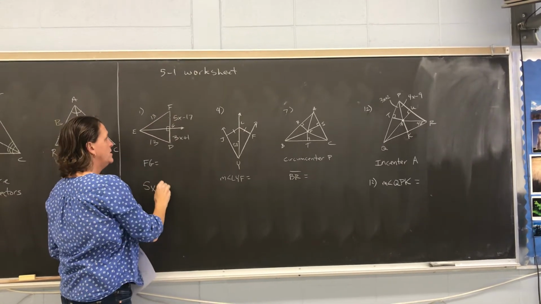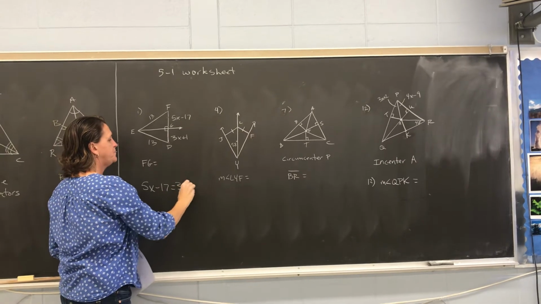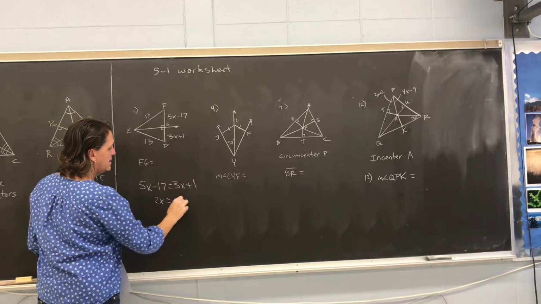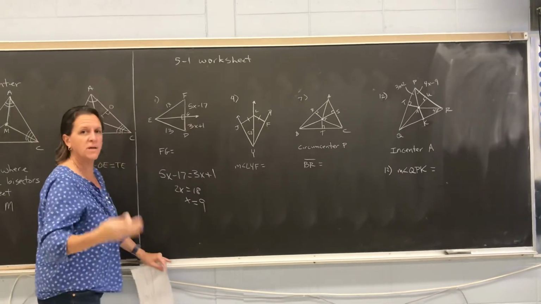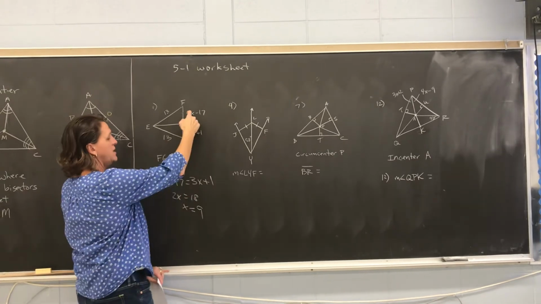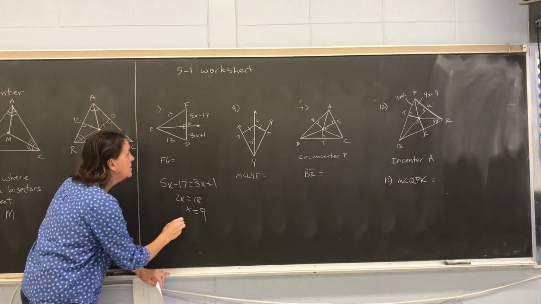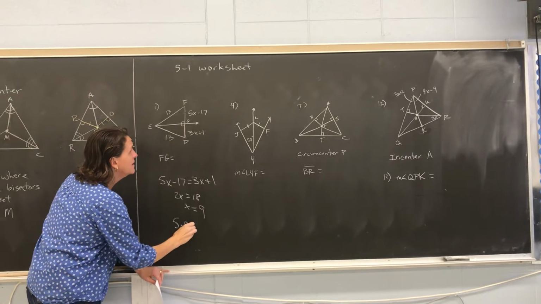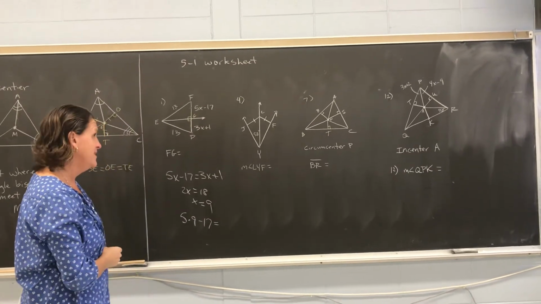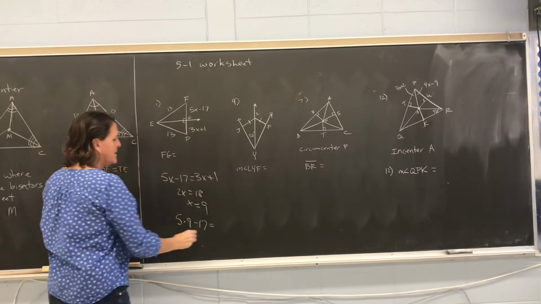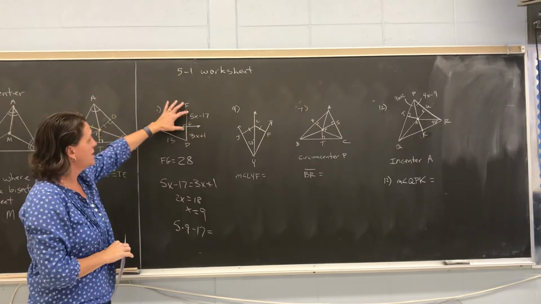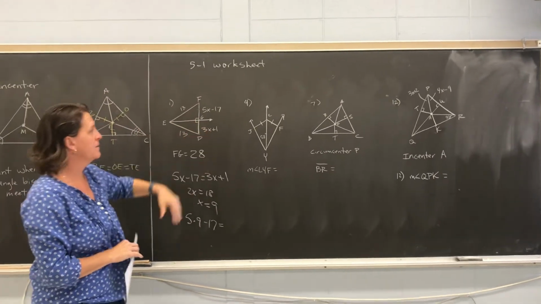So you just need to set them equal, solve for x, subtract, add, divide, but I don't want x. Remember, it's geometry, you got to plug it back in. So go back to FG and put 9 right there. So it'd be 5 times 9 minus 17. Griffin, what's 45 minus 17? 28. So the answer is 28. Okay? So you set them equal, solve, plug back in.